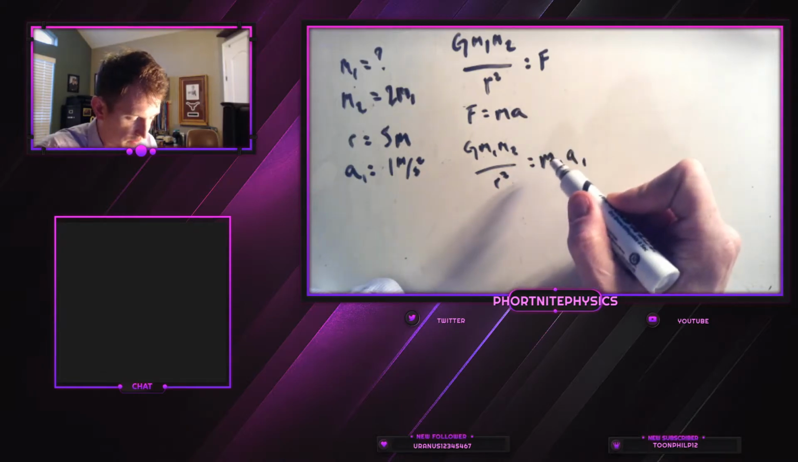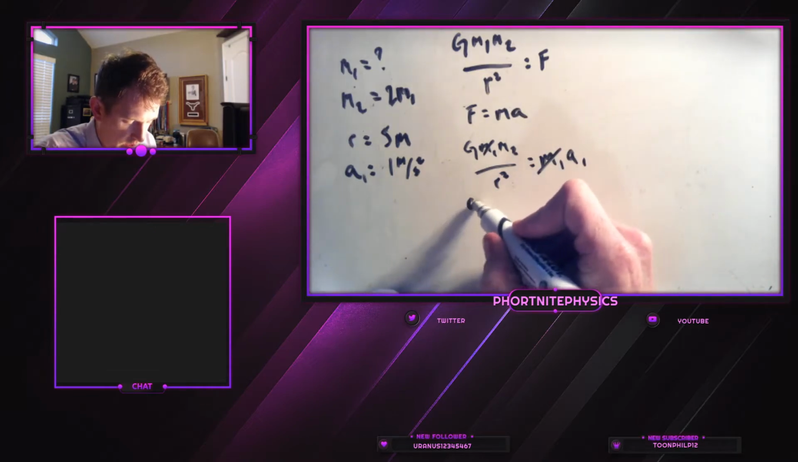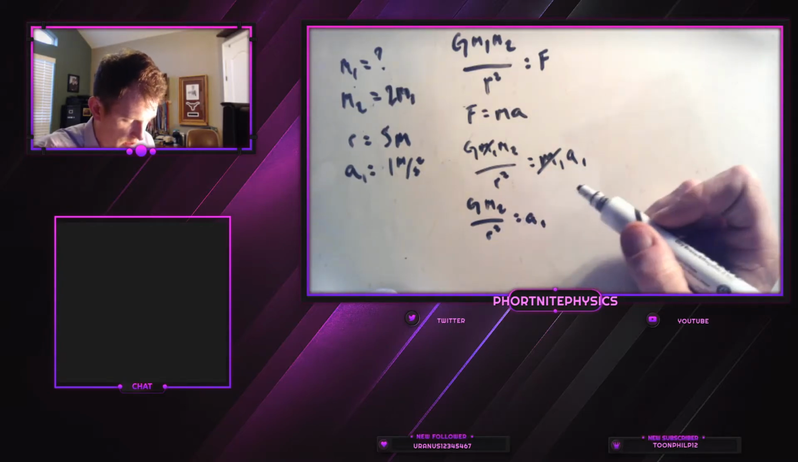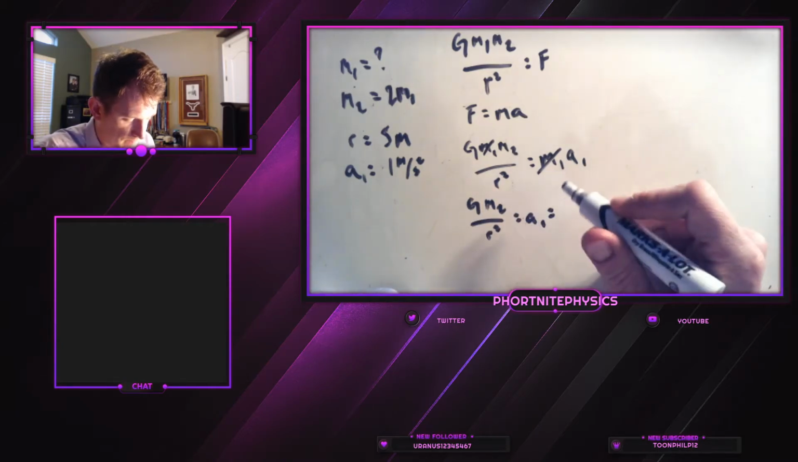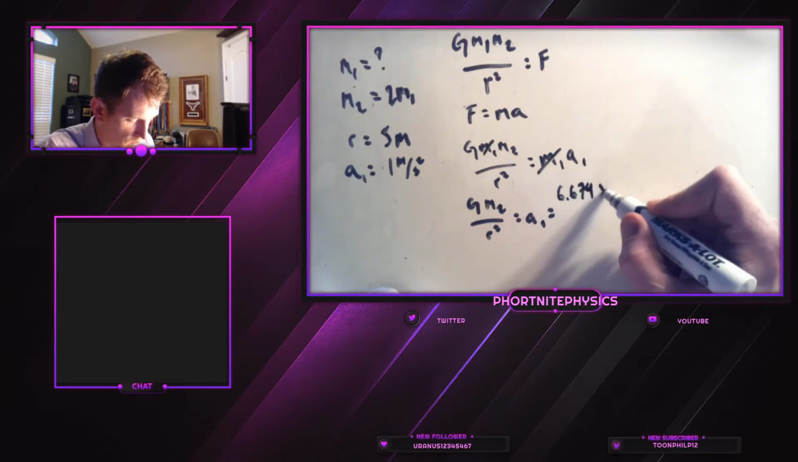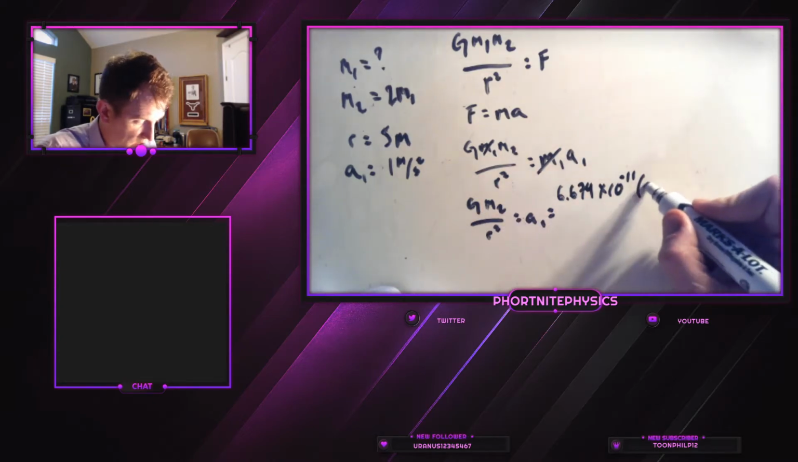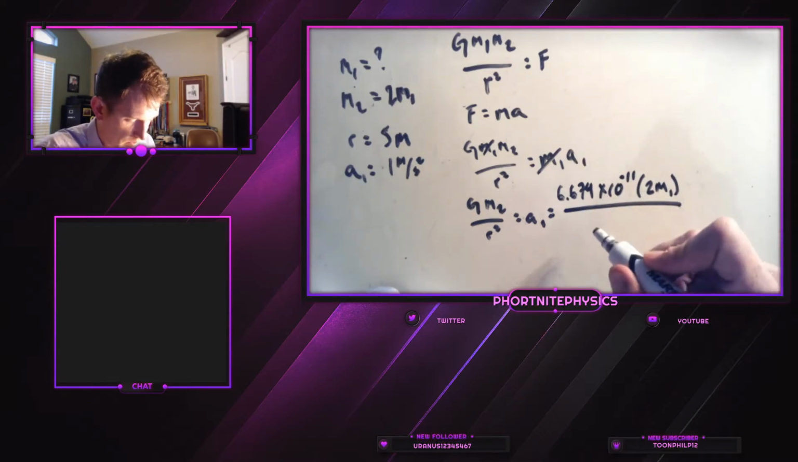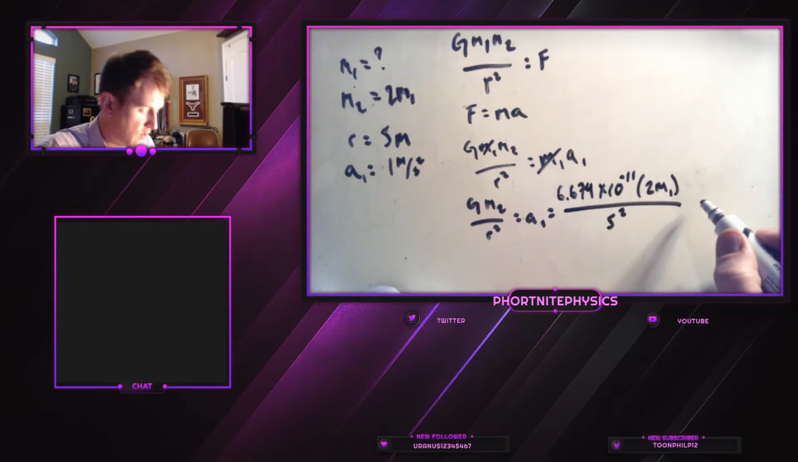Let's plug in all our numbers, but first we can cancel out one of these m1s. And we have G m2 over r squared equals our acceleration. Now we can plug in all our numbers. So this is 6.674 times 10 to the negative 11 multiplied by m2, which is actually just 2 times m1, and our r is 5 meters, so divided by 5 squared, and our acceleration is equal to 1 meter per second squared.